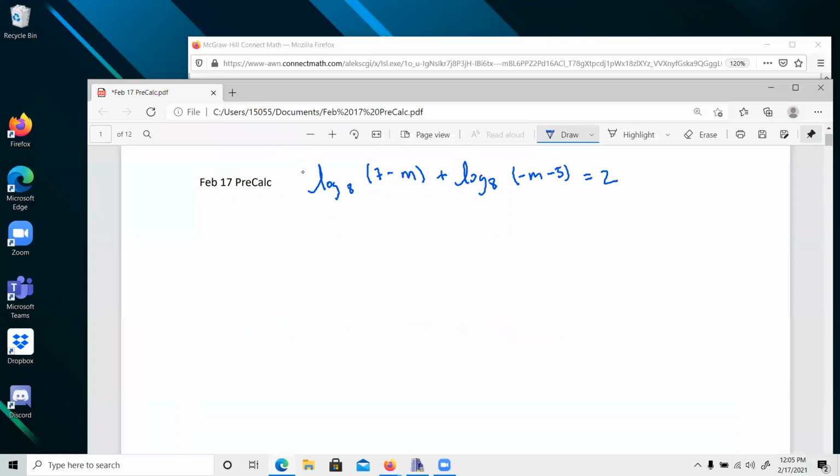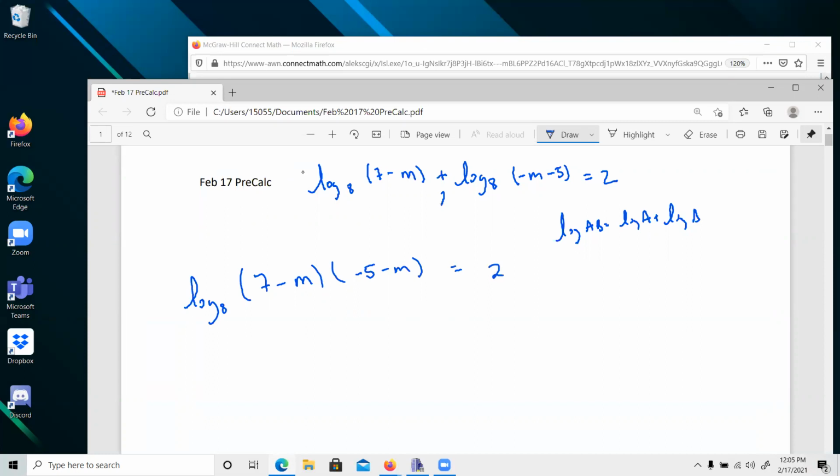All right, so let's go ahead and do the usual thing, because we have to get one log on both sides. We are going to push these together with our rule: log of AB is equal to log of A plus log of B. So these guys come together. We have log base 8 of 7 minus m, and I'm just going to swap the order here, times 5 minus m, equals 2.